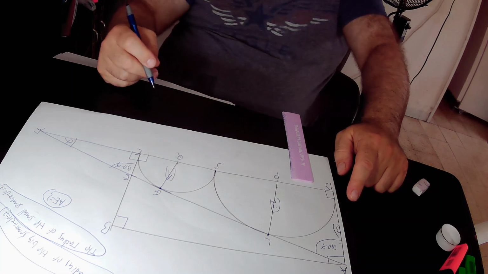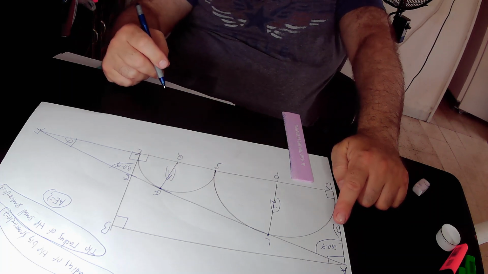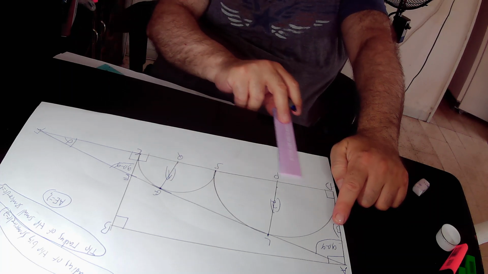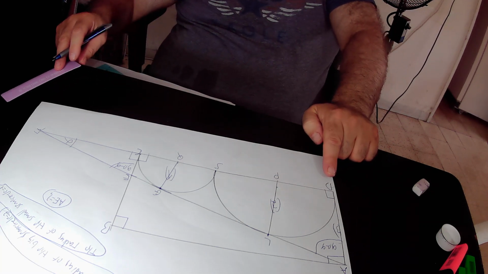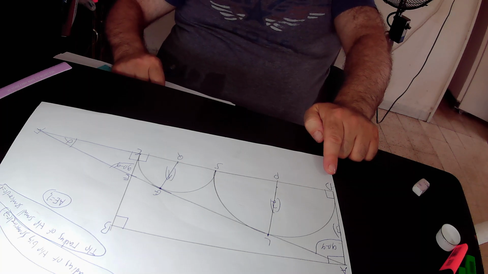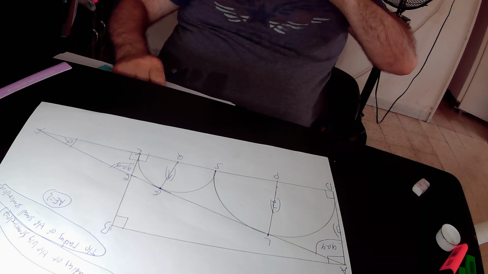So I will explain why this angle must be equal to 90 degrees minus alpha, because 90 degrees minus alpha plus alpha is 90 degrees, and 90 degrees plus 90 degrees is equal to 180 degrees. That is the sum of the angles in any triangle.